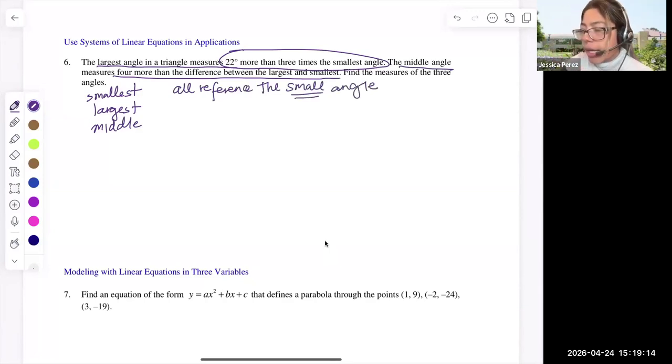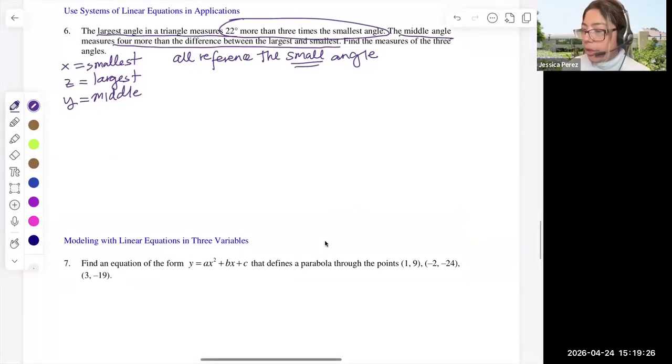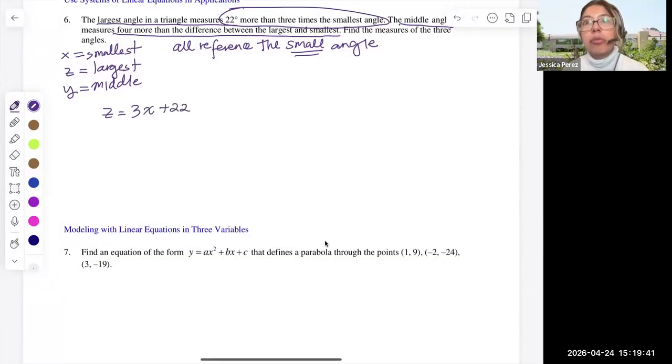So let's begin by identifying some variables. Let the smallest be the variable x, the largest z, the middle y. So x, y, z. Now they're saying that the largest, so that means the largest z, measures 22 more than 3 times the smallest. So z is 3 times the smallest angle and 22 degrees more.